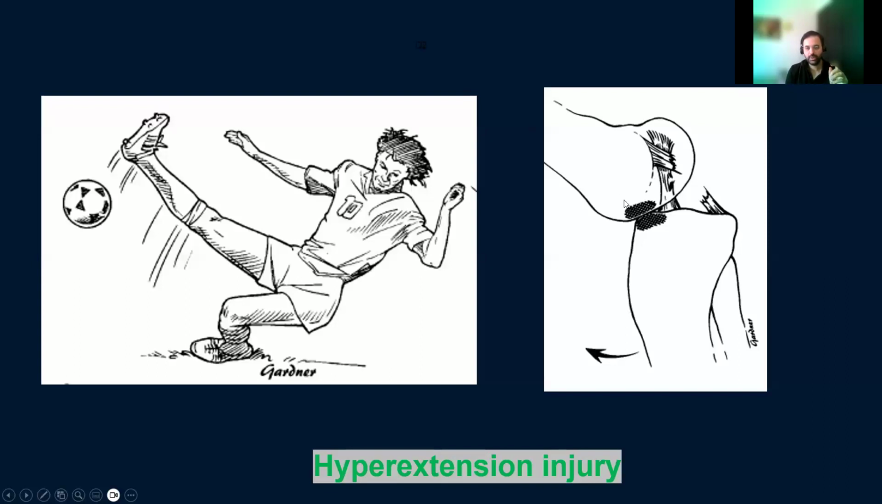And because of the excessive anterior translation, you are going to get a tear in the posterior cruciate ligament. Right, so hyperextension injury probably makes sense now. It's going to cause marrow edema in the anterior aspect of the femoral condyle, the anterior aspect of the tibial condyle, and a posterior cruciate ligament tear.